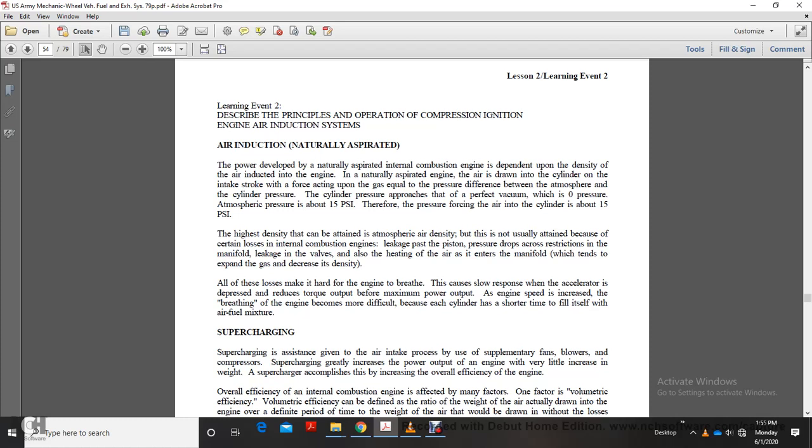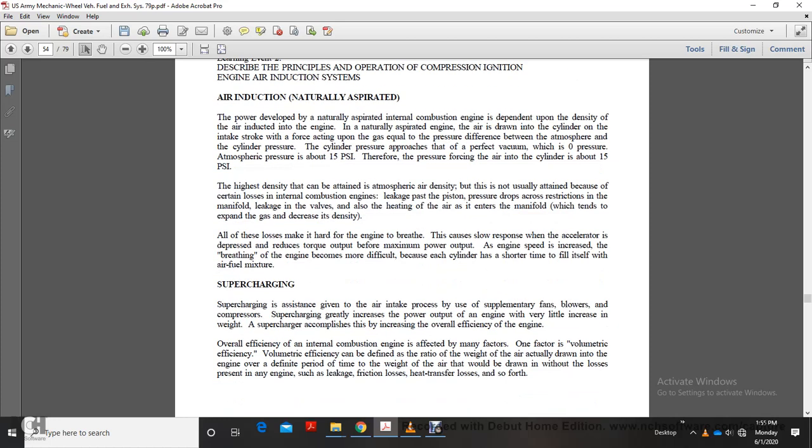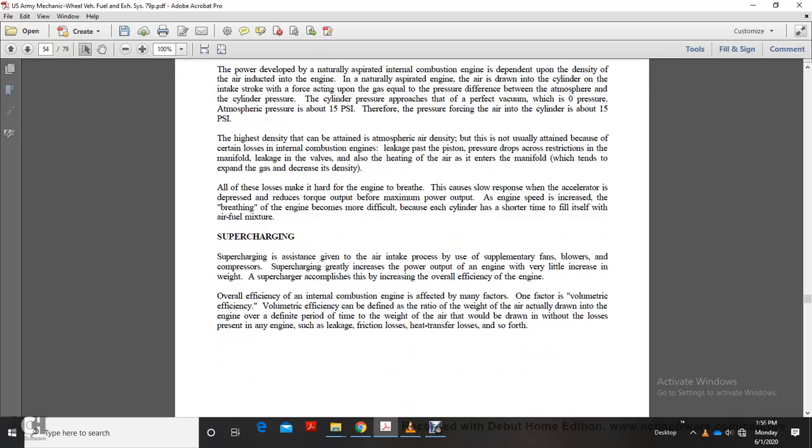The highest density that can be attained in atmospheric air is not usually attained because of certain losses: loss of the internal combustion and leakage past the piston, pressure drops across the restrictions and manifold leakage valve, and also heating of the air entering the manifold, which tends to expand the gas and decrease its density. All those losses make it hard for the engine to breathe.